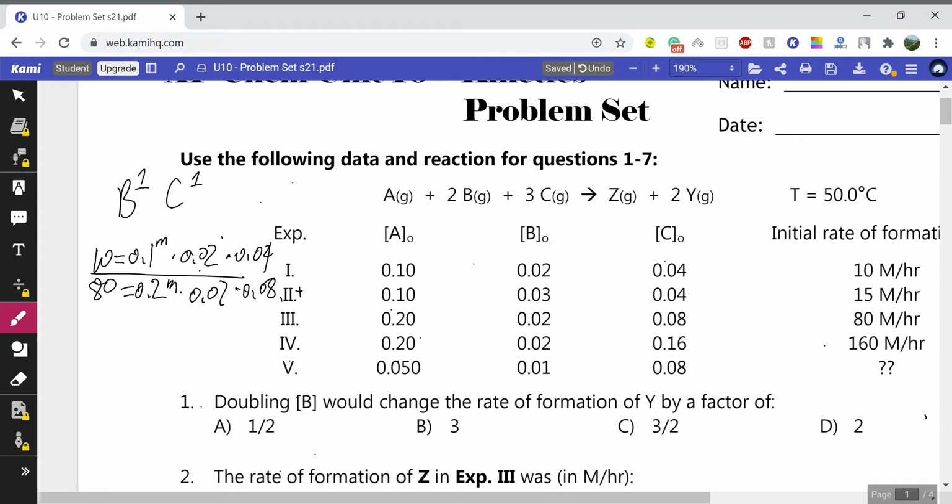10 divided by 80 gives us 0.125 equals, 0.02 and 0.02 can cancel each other, 1/2 to the m times 1/2. So if we divide 0.125 by 1/2, that will give us 0.25 is equal to 0.5 to the nth power. So 0.5 times 0.5 is equal to 0.25. Therefore, m is equal to 2. 1/2 squared is 0.25. Now we know A is second power.